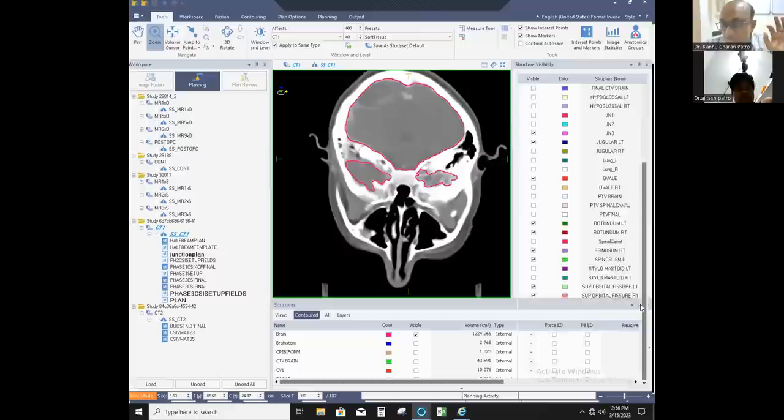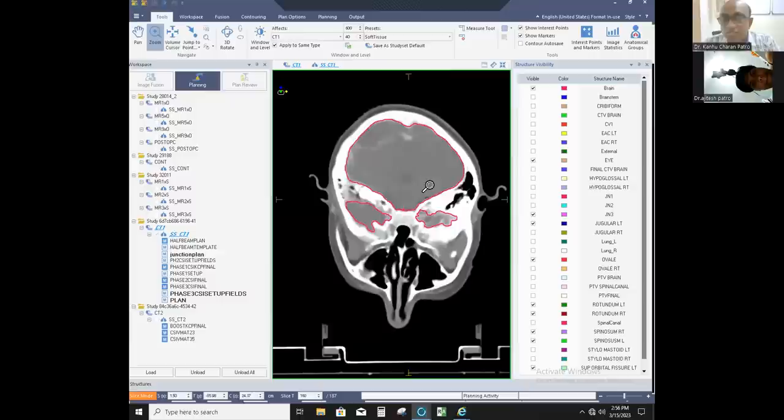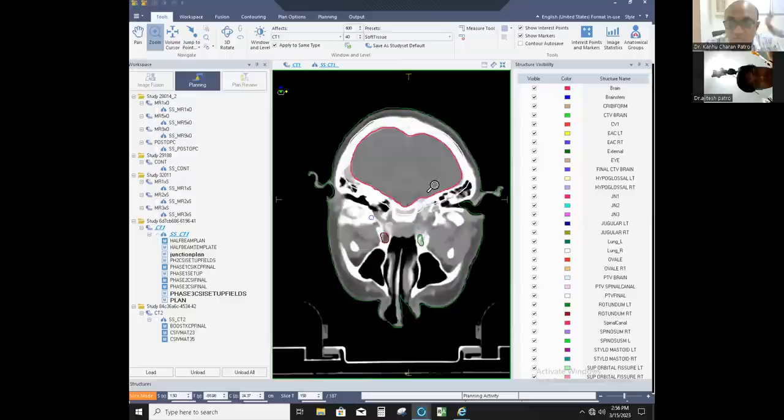Then you have to contour the stylomastoid foramen. It's not a part of it, but we just contour here. So this has to be kept in mind. You have to contour all these, and the internal acoustic meatus. You can see this is the internal acoustic meatus, you can contour here.